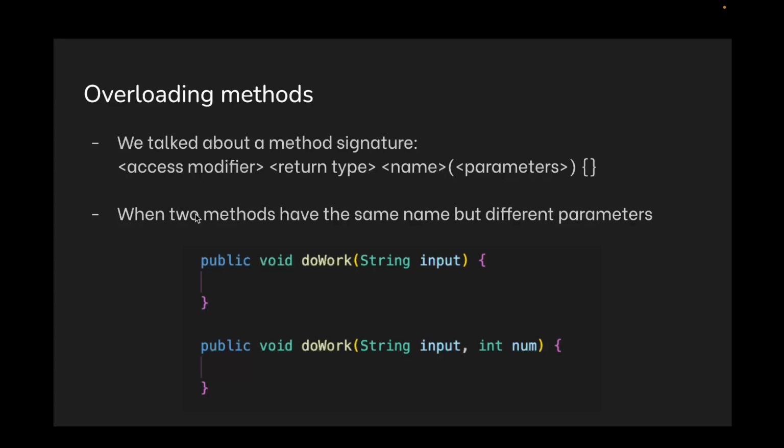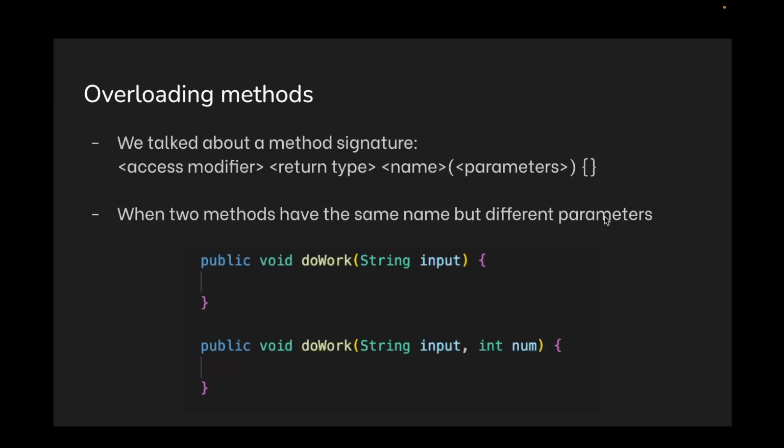When two methods have the same name but different parameters, they have a different signature, which means you can define two methods with the same name and different parameters in the same class. These two are in the same class, and this is perfectly okay by Java standards because they have different method signatures. You have one parameter here, and two parameters here. This is what's called overloading, because you're defining two different methods with two different method signatures.